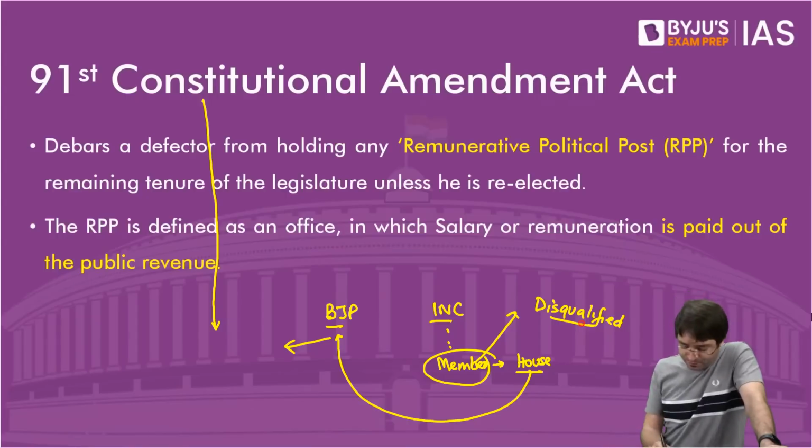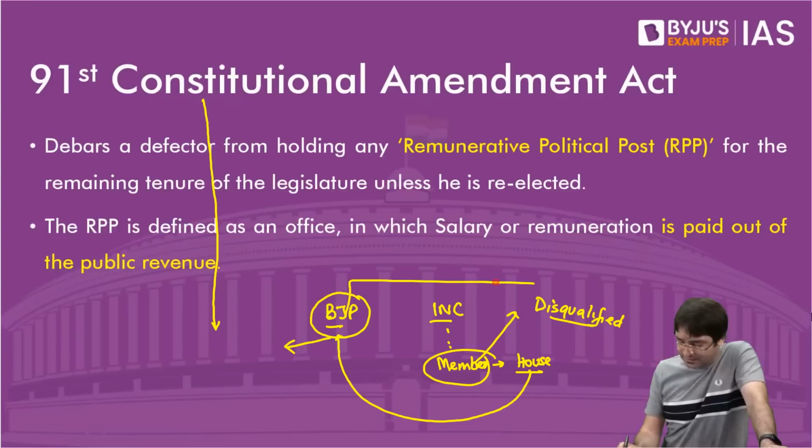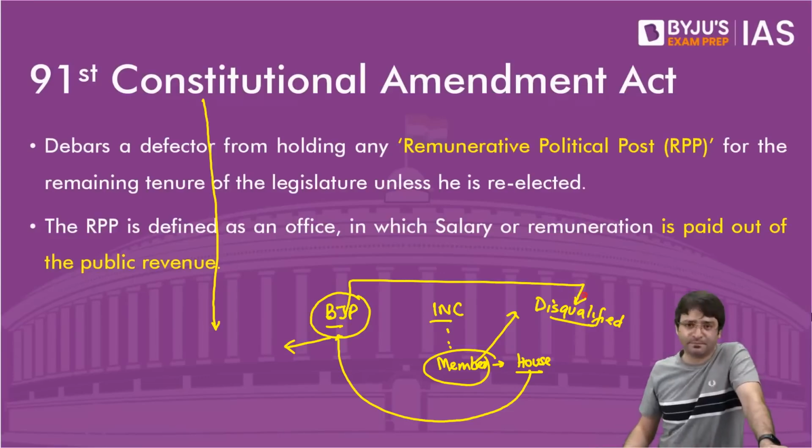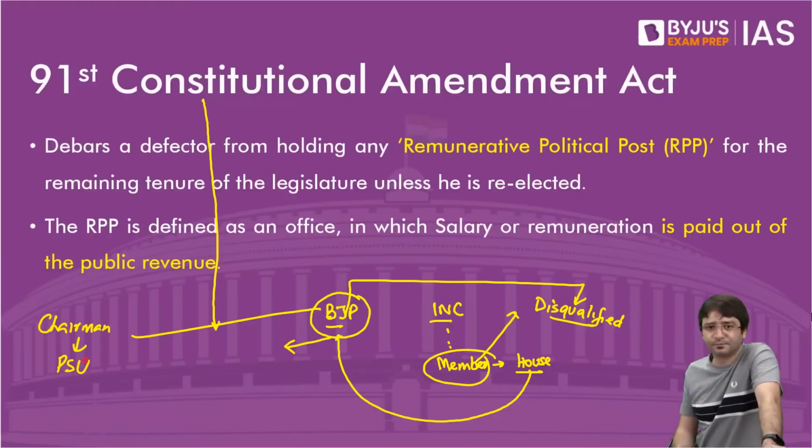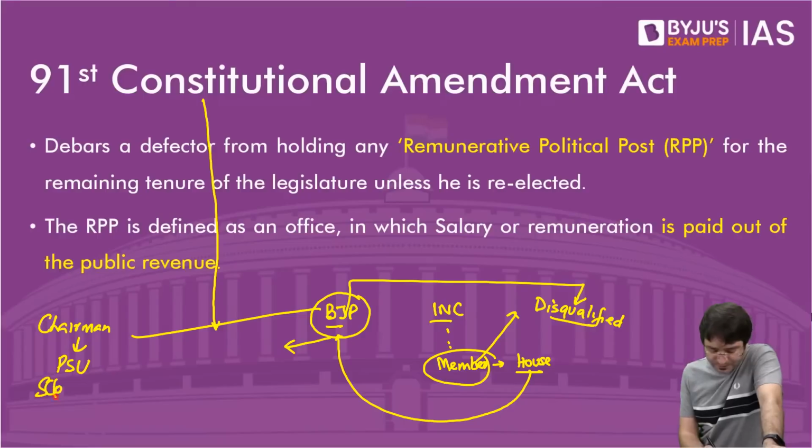But even then, what the BJP government will do is appoint this disqualified defector as the chairman of a public sector undertaking, as the chairman of a statutory body, as the chairman of a constitutional body.